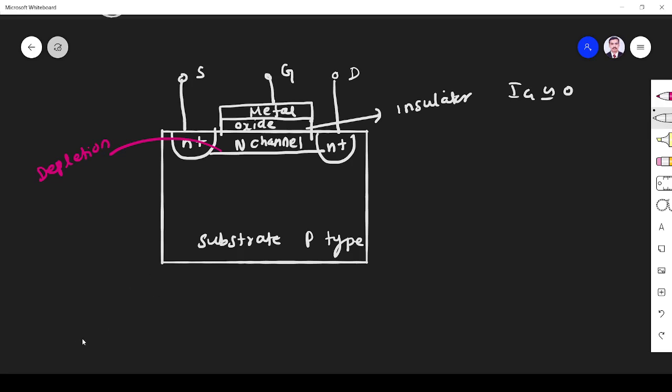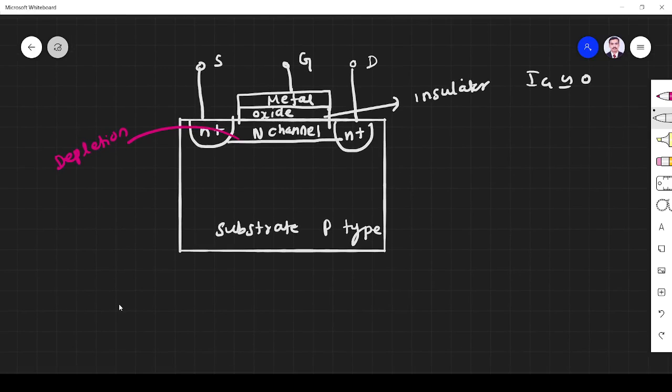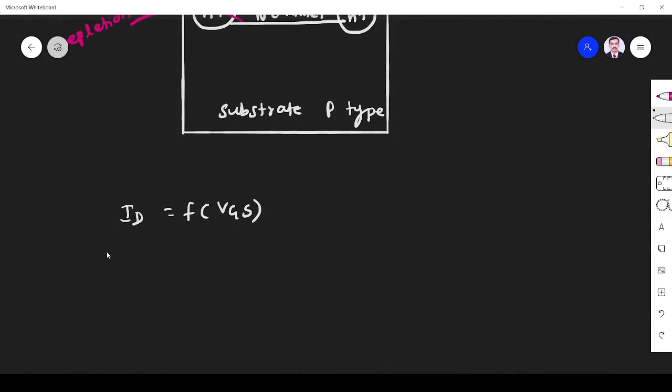I classified the operation into 4 different regions, depending on the gate to source voltage, the drain to source voltage, and the drain current. Because we know the MOSFET is a voltage controlled current device, so here the output is drain current, which is a function of input voltage. This is all we know already.